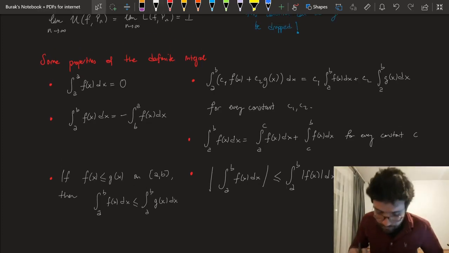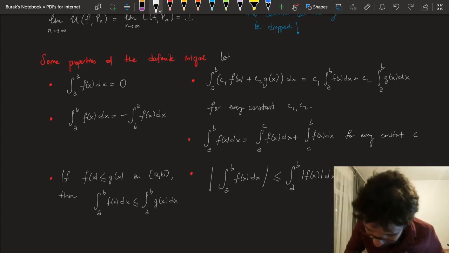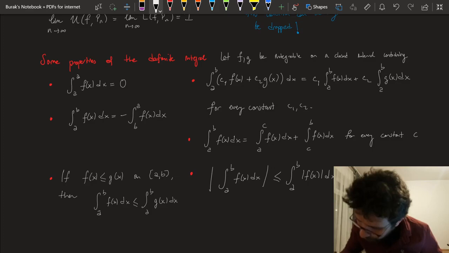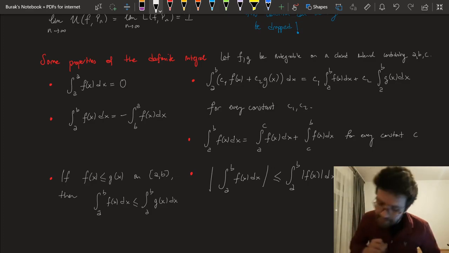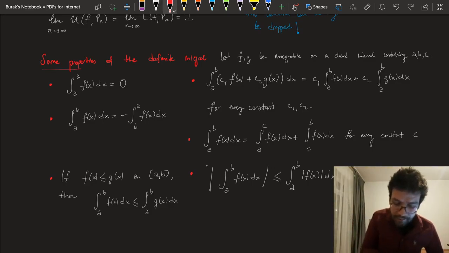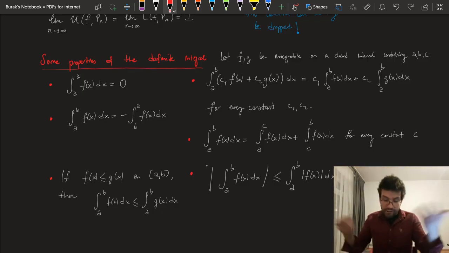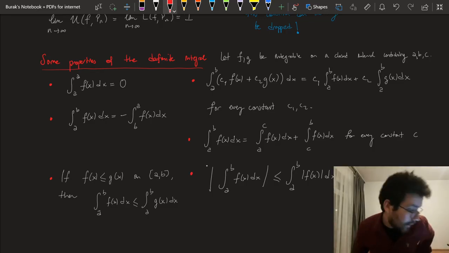So, let me write that down. Let f, g be integrable on a closed interval containing the points A, B, C. Okay, so this is my setting. In order for these to make sense at all, I need to assume that all these things are integrable. So I wrote that down.